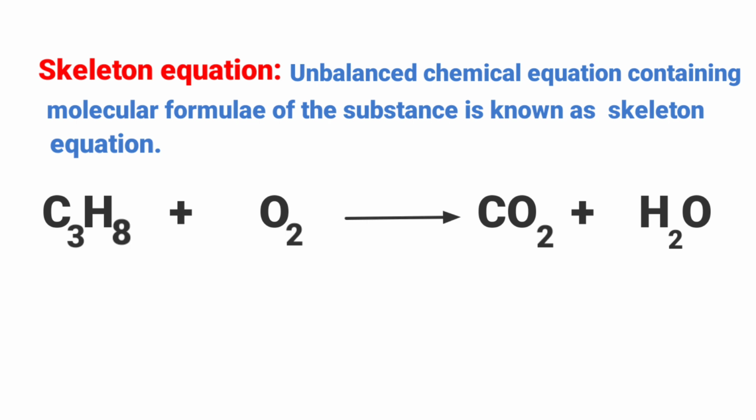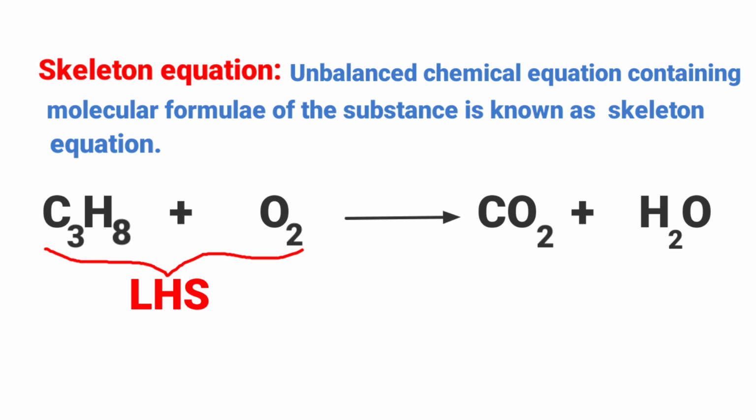Next, skeleton equation. An unbalanced chemical equation containing molecular formulas of the substances is known as a skeleton equation. For example, C3H8 plus O2 gives CO2 plus H2O. We should write first LHS and RHS.